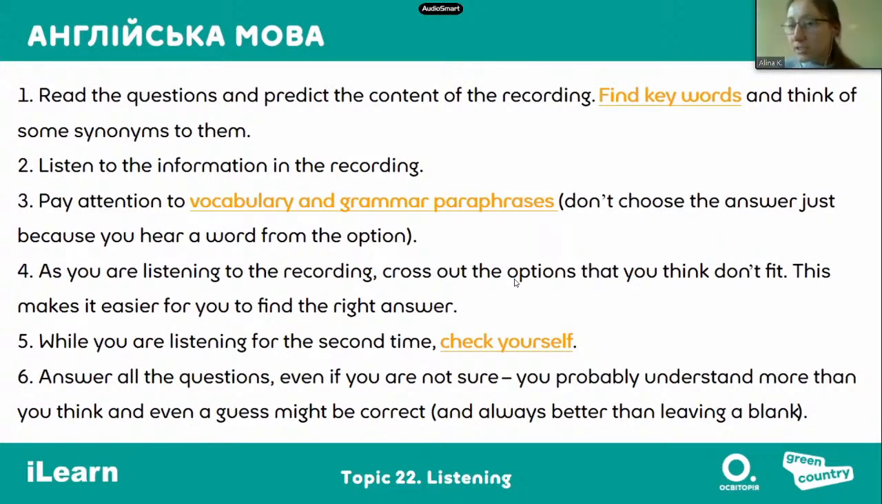Так? Тобто це перша частина вашого ЗНО. Потрібно просто сфокусуватися з першого разу. Запам'ятайте, у вас перший раз прослуховування дається для того, щоб ви зробили завдання. Не потрібно відкладати все на другий раз. На другий раз потрібно перевірити. Тобто потрібно сфокусуватися з самого першого разу.